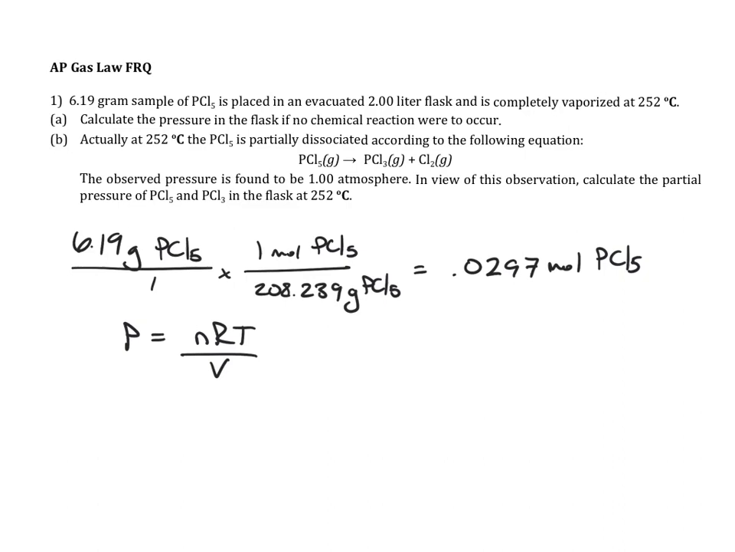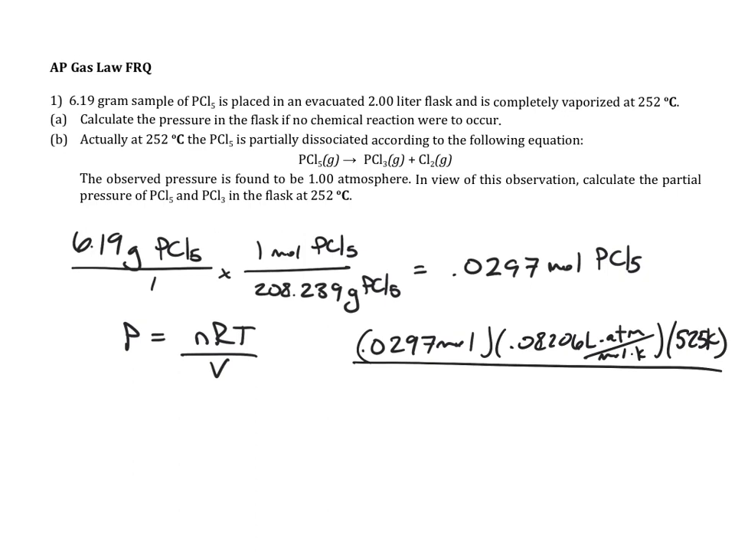Rearrange PV = nRT to solve for P, and I get nRT over V. Now I just plug in the numbers that I have. Number of moles is 0.0297. The ideal gas constant is 0.08206 liters times atmospheres over moles times Kelvin. Temperature is 252 degrees Celsius, but don't forget to add 273, and you get 525 Kelvin. All that is over V. The volume of the flask is 2 liters. Plug all this into my calculator, and I get an answer of 0.640 atmospheres. And that's the answer for Part A.